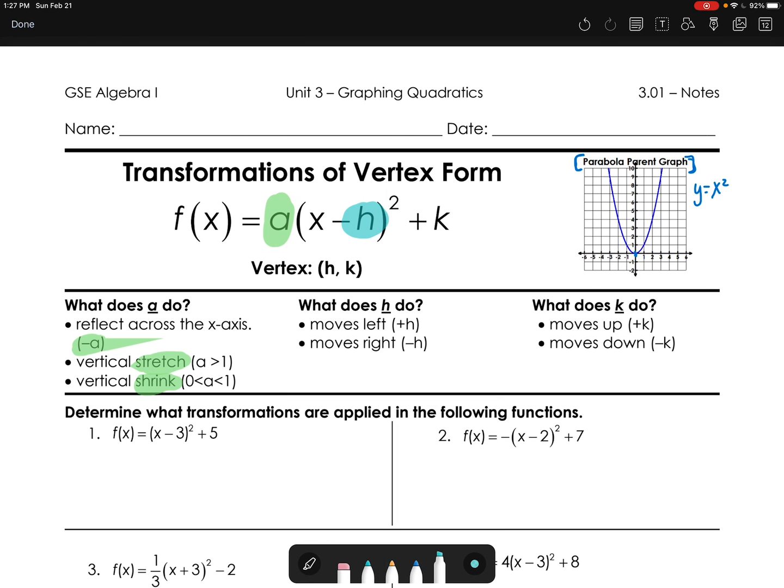Okay? The next transformation we're going to look at is h here. And so h either moves the graph left or right. Whenever you see addition or subtraction in a transformation, that tells you that you're either moving up, down, left, or right. Since h is paired with our x value, which is our horizontal component, that's going to move it left or right. Now, an important thing about h is it moves in the opposite direction than what you think.